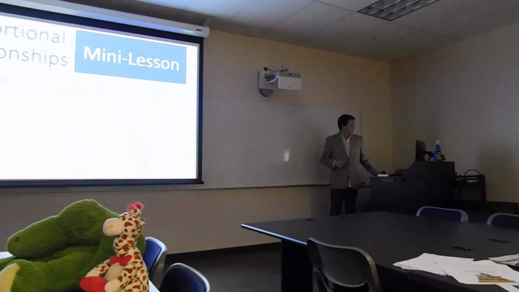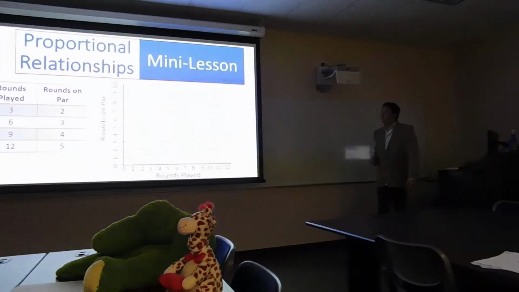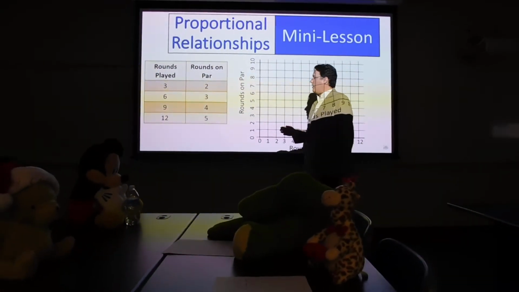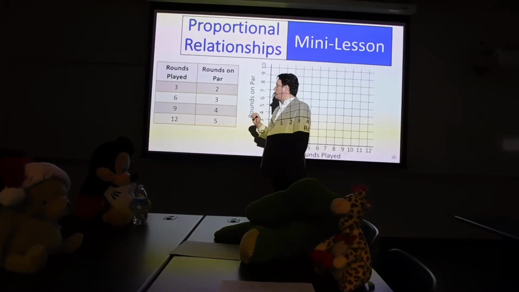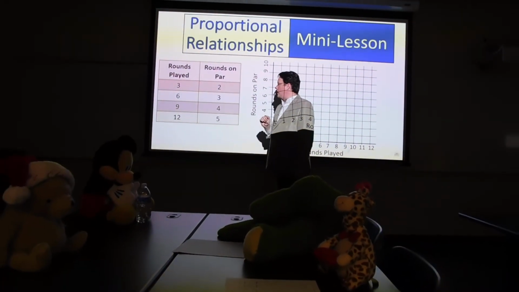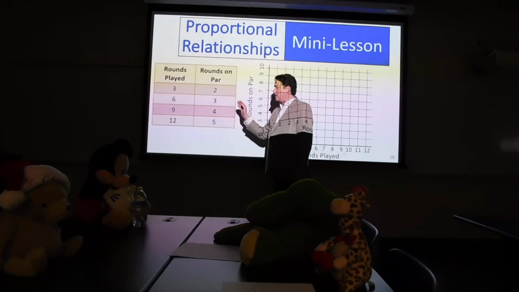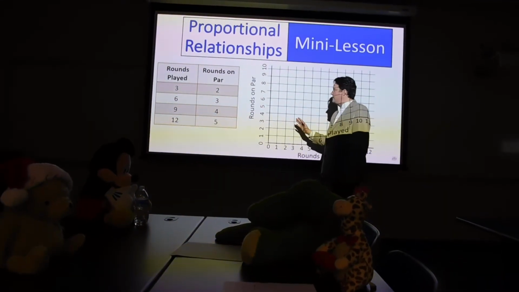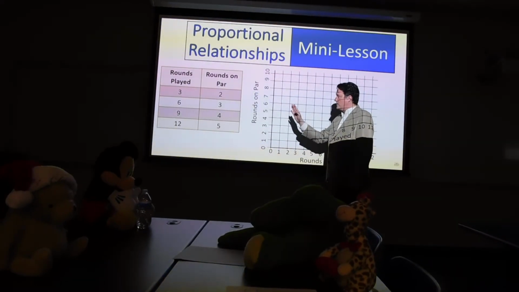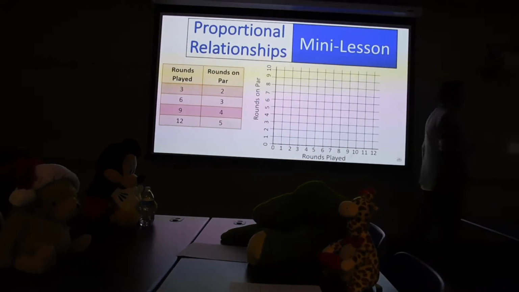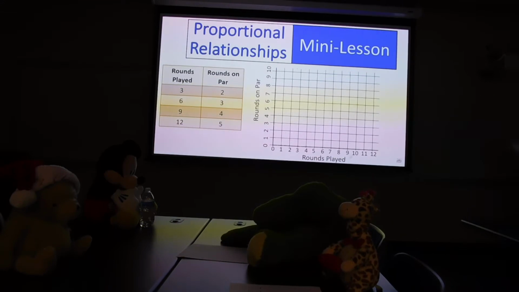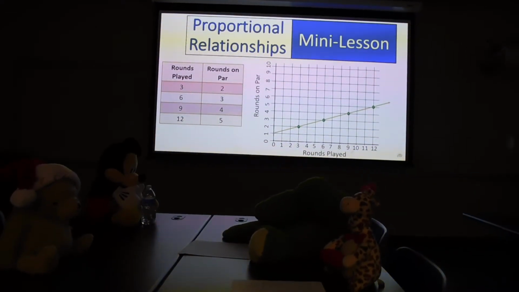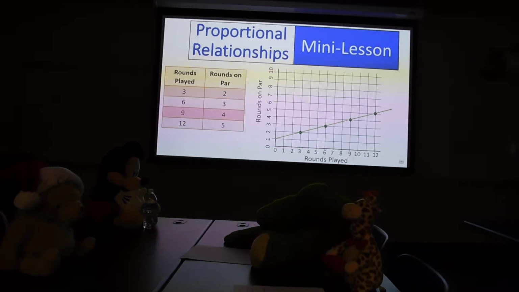Excuse me. Here's an example with a golfer. As they play, for every 3 rounds, they get 2 rounds on par. For every 6 rounds, they get 3, and so on. So if we graph this, is it going to be a straight line? Is it increasing at the same rate? It's a straight line, but it does not pass through the origin. Therefore, this is not a proportional relationship.